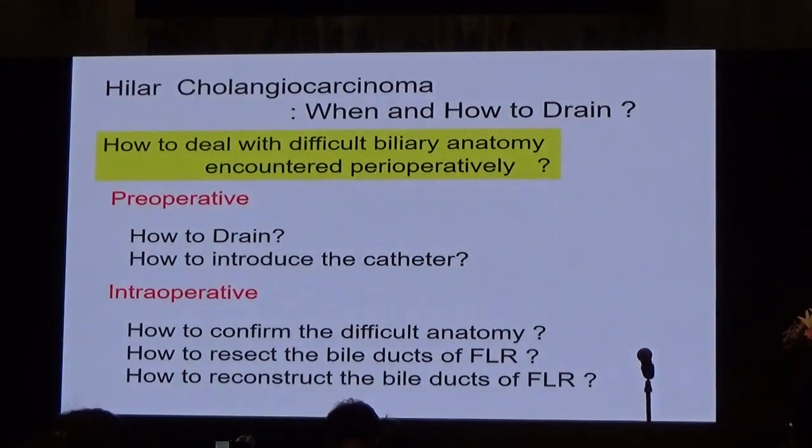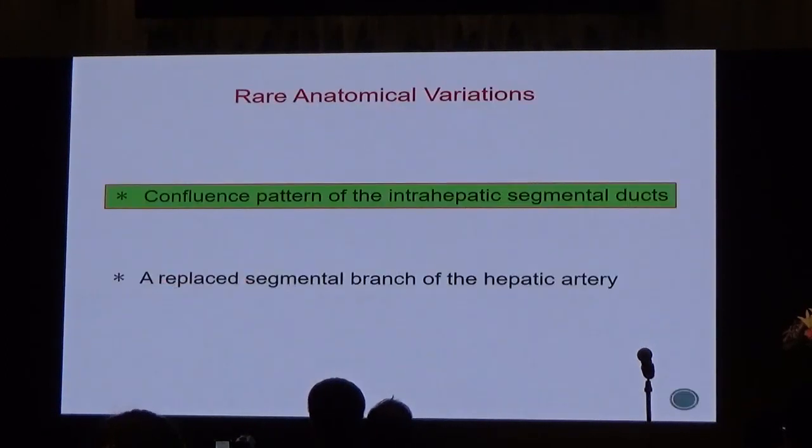Now, I would like to show you how to deal with difficult biliary anatomy preoperatively and intraoperatively. Preoperatively, we must investigate how to drain the biliary duct and how to introduce a catheter to the appropriate position. And intraoperatively, we must be careful how to confirm the difficult anatomy and how to dissect and reconstruct biliary ducts for the future remnant liver.